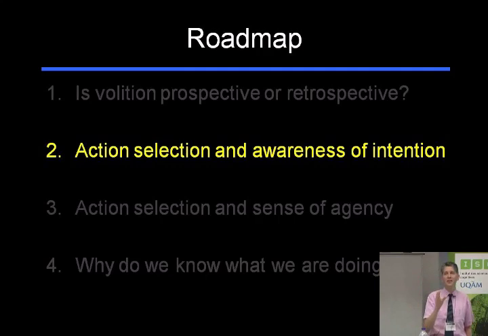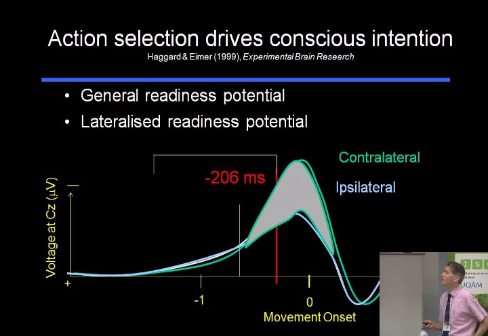So there are many different aspects to the way we act. We recently wrote a paper called the What, When, Whether model of intentional action. When you make an action, you need to decide what to do, when to do it, and whether you're actually going to do it at all or just do nothing. So what I want to do is describe some data which suggests that the process of selecting between alternative actions drives the experience of action.